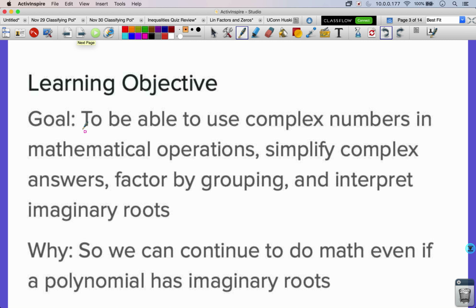Goal for today is to be able to use complex numbers in mathematical operations, simplify complex answers, factor by grouping, and interpret imaginary roots. Why are we doing this? So we can continue to do math even if a polynomial has imaginary roots.